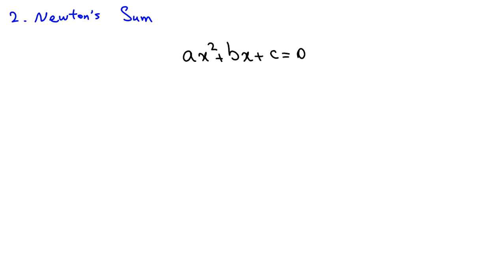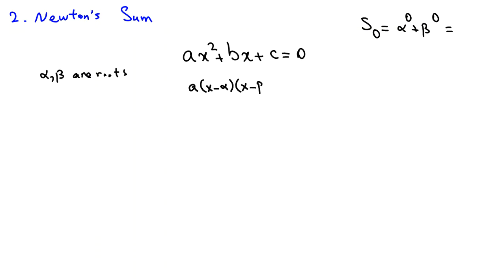So I define the first part: S0 is x0 plus y0, or let me write it as alpha 0 plus beta 0. Alpha and beta are roots here. So we can say it is a times (x minus alpha)(x minus beta). So it is 1 plus 1 equal to 2, S0.